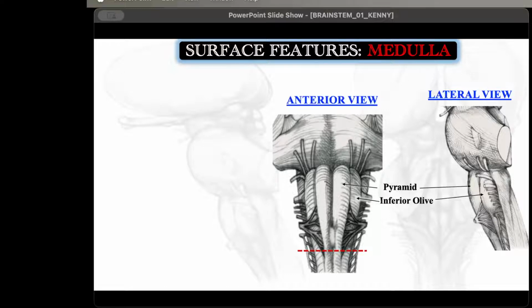We've already seen cranial nerve number 3, number 4, number 5, number 6, number 7, and number 8. And now we are left with cranial nerve number 9, 10, 11, and 12. So 4 of the 12 cranial nerves originate from the medulla. So from cranial nerve number 9.